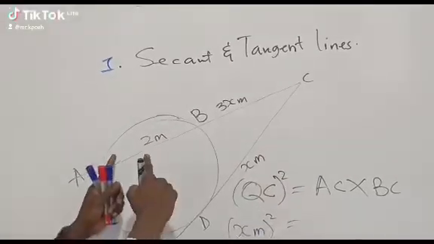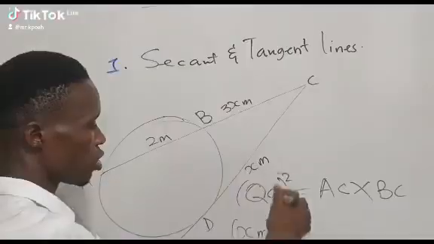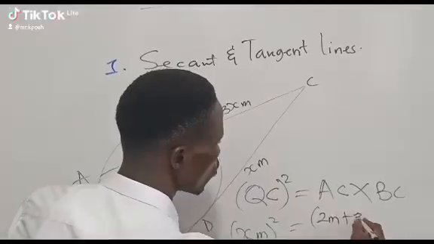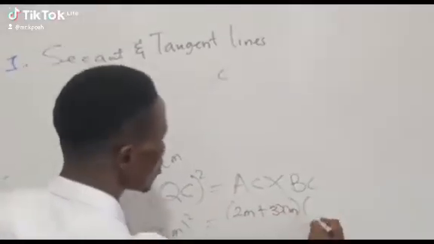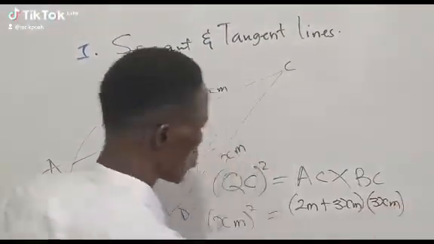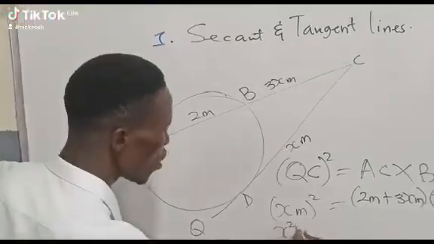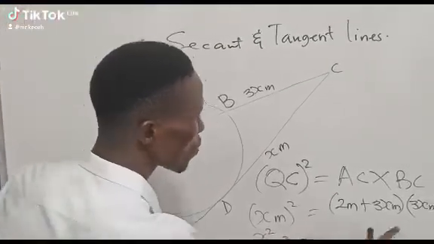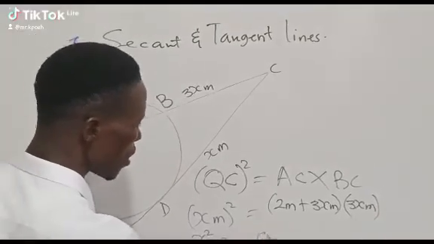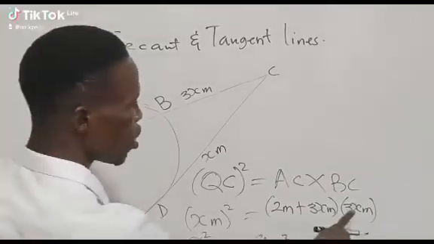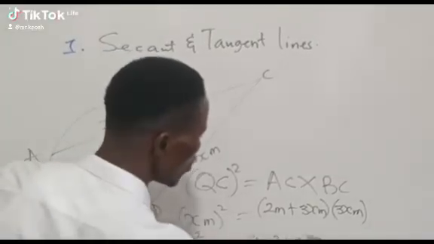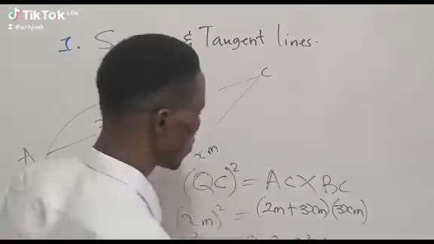A to C is the combination of 2 meter and 3x meter. So I will say 2 meter plus 3x meter, times BC, which is 3x meter. So if I do this, we know that x squared meter squared equals 3x meter times 2, which is 6x meter squared, and 3x meter times 3x meter, we get plus 9x squared meter squared.